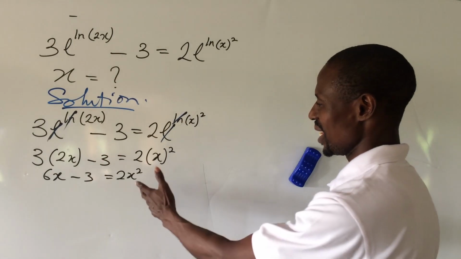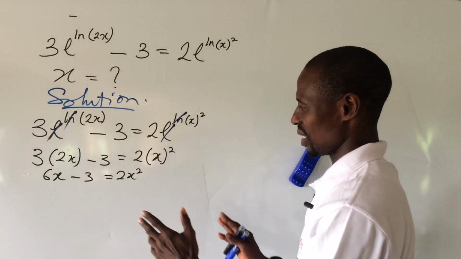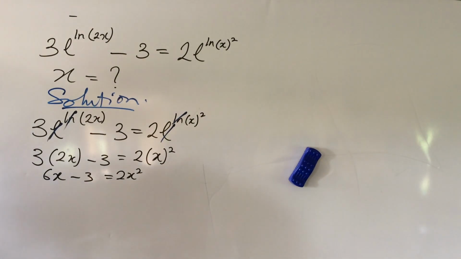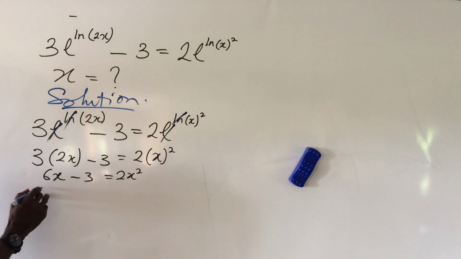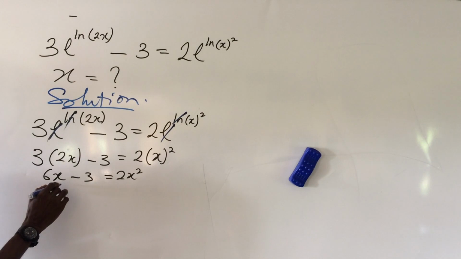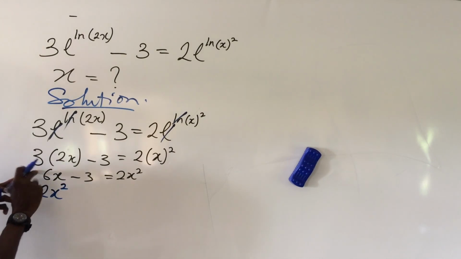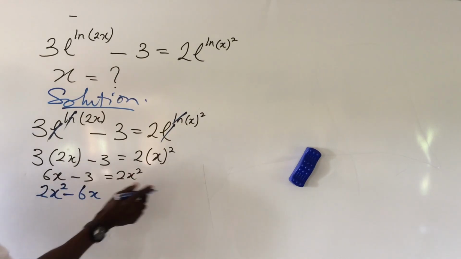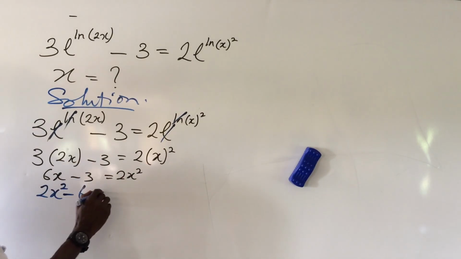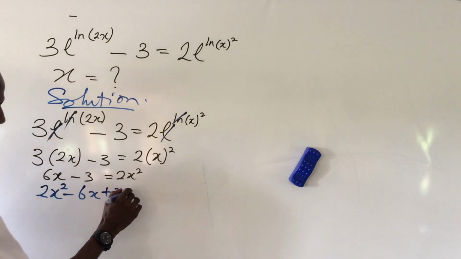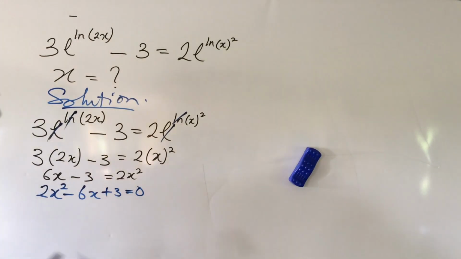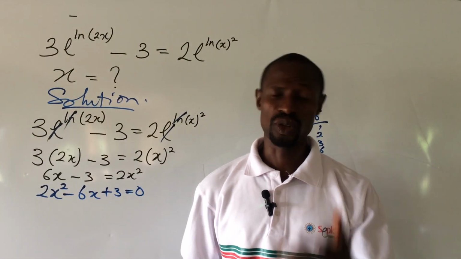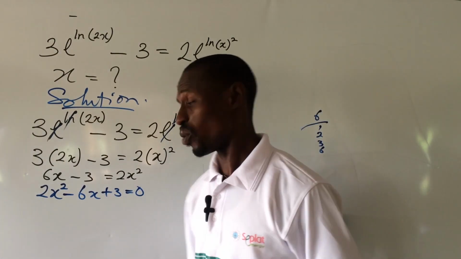What we do here is to collect our terms to rearrange the system. So if we rearrange, this will now give us 2x squared. Take this to this other side, gives us minus 6x. Then the minus 3 becomes plus 3 equals 0. So we solve quadratically. We cannot use the factorization method. So let's succumb to the quadratic formula.